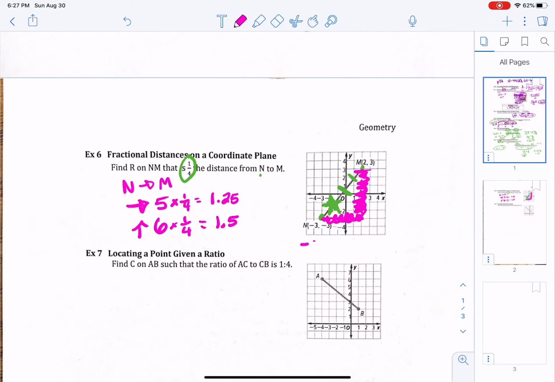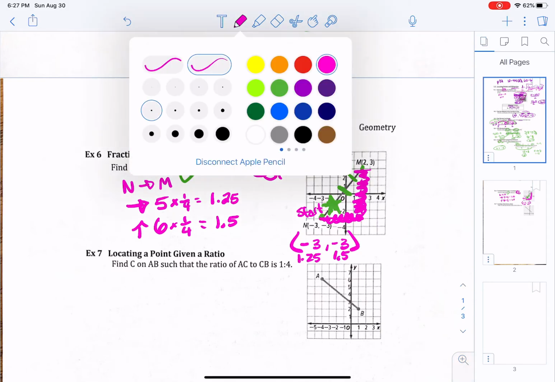So I'm going to start with negative 3, negative 3 because it's saying from N to M. N is where I'm starting from. This is my start guy, okay? So I'm starting with negative 3, negative 3, and I'm going to the right 1.25, and I'm going up 1.5, okay?